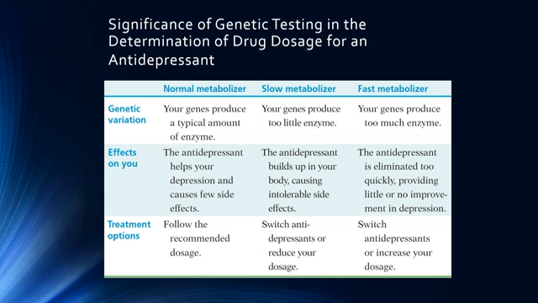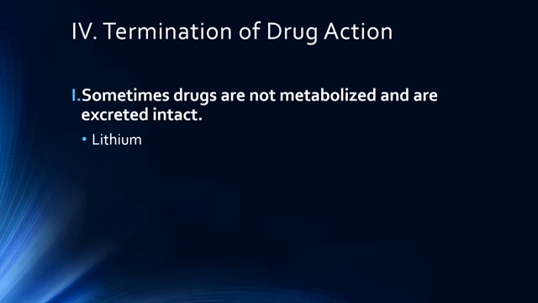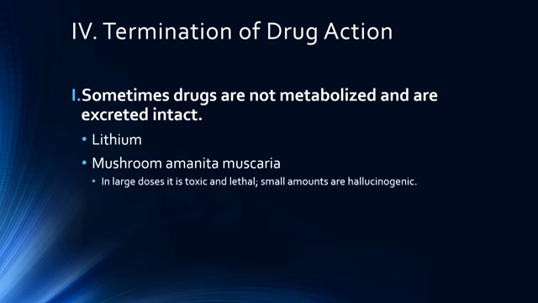Or your genes produce too much enzyme, so the drug is eliminated too quickly, and so you would have to either increase your dosage or find something that's metabolized by a different enzyme. Sometimes drugs are not metabolized and are excreted intact. So, for example, lithium is a drug we'll talk about with bipolar disorder.